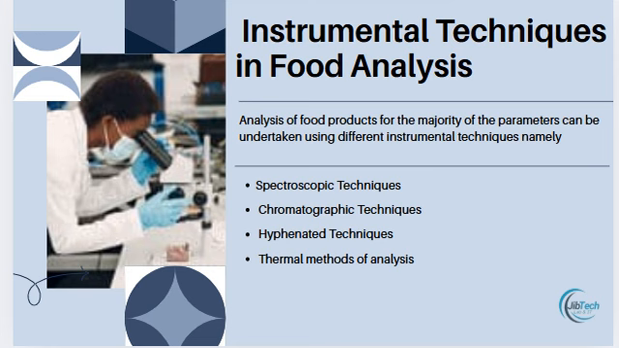And then lastly, we're just going to talk about instrumental techniques that are available in food analysis. This is our major focus in this course. Analysis of food products for the majority of the parameters can be undertaken using different instrumental techniques. Number one is spectroscopic techniques, chromatographic techniques, hyphenated techniques, and thermal methods of analysis. And these are what we're going to be discussing in this course.